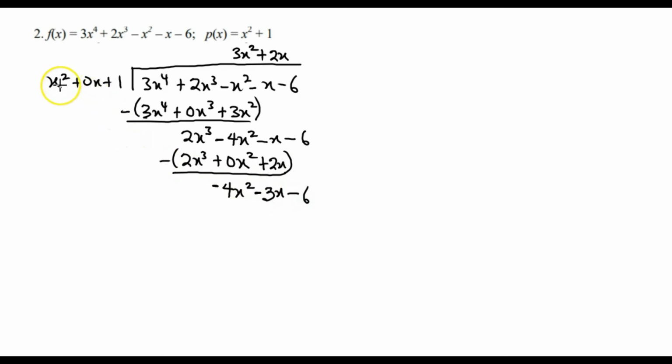Now x squared will go into negative 4x squared, negative 4 times. Negative 4 multiplies x squared, that gives us negative 4x squared. Negative 4 multiplying 0 will lead us to plus 0x. Then negative 4 multiplying 1 will give us negative 4.